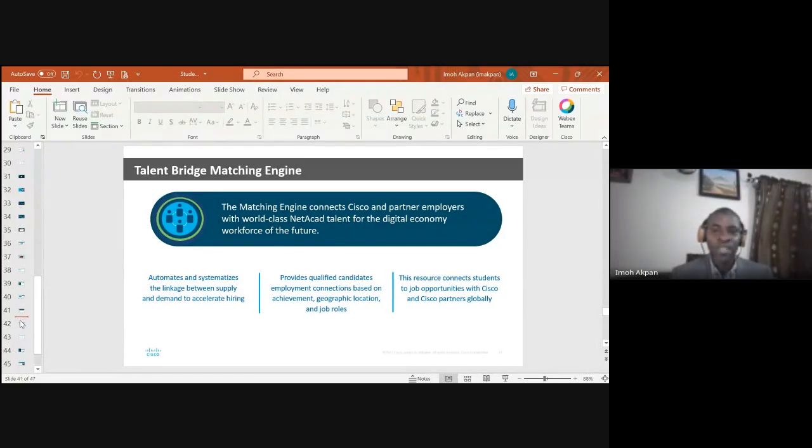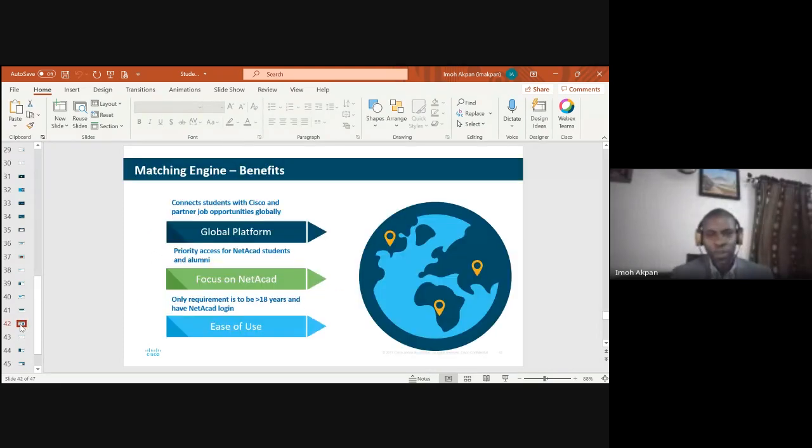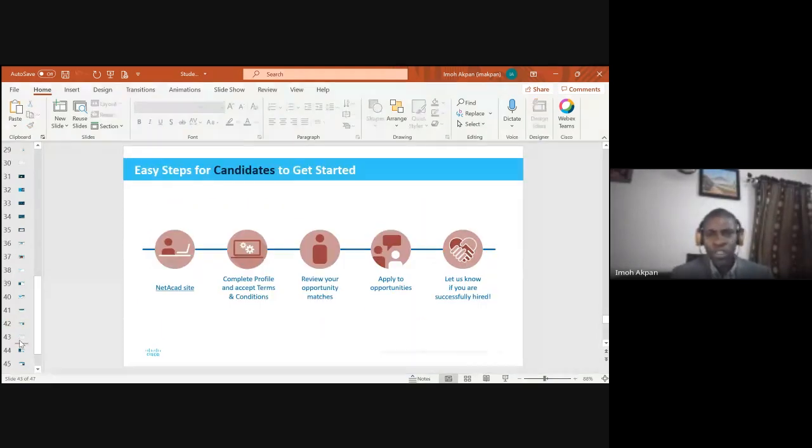So those are what Cisco has put together to be able to do that. We call the tool the Talent Bridge Matching Engine, which connects Cisco partners with Cisco students to be able to get jobs. That is what Cisco has done.